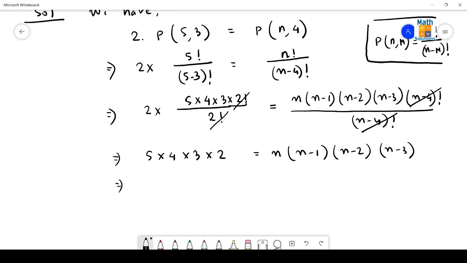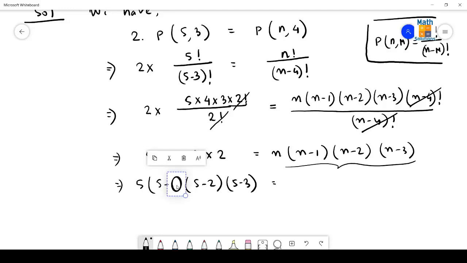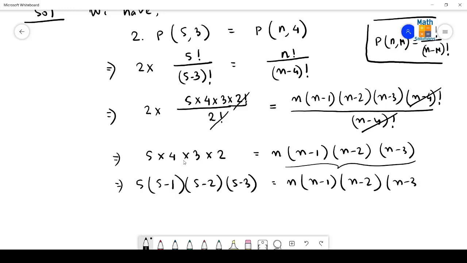Now if I want to follow this format on the left hand side also, what can we do? 5 minus 1, 5 minus 2, then after 5 minus 3, and that way it will go on. One correction I have to make here, this will be deleted, and I put here 1. So n minus 1, n minus 2, n minus 3.